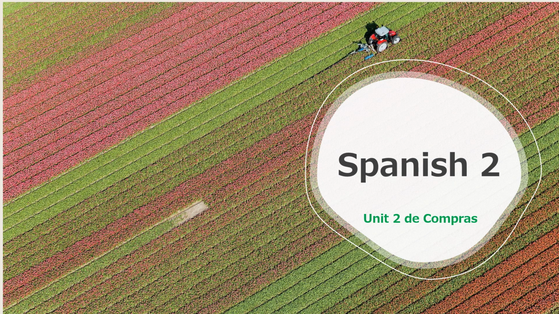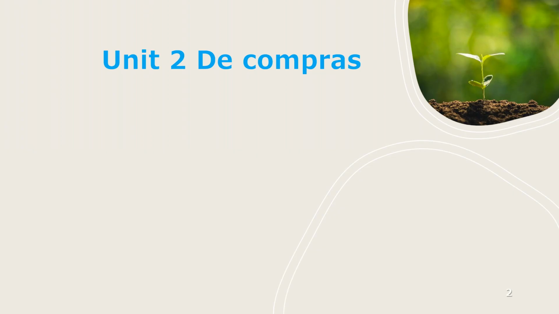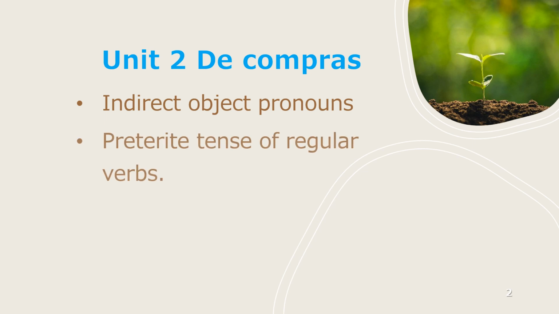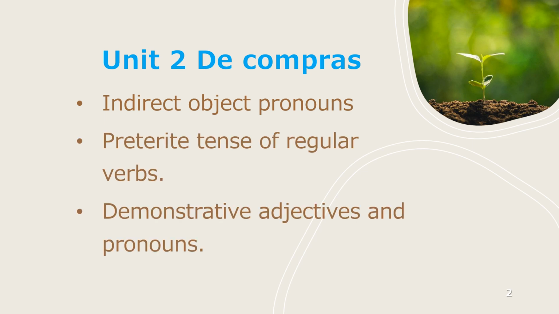All right, so now we start with Unit 2, De compras. In Unit 2, De compras, you will be learning about indirect object pronouns, the preterite tense of regular verbs, and demonstrative adjectives and pronouns. And today, in this lesson, you're going to learn about indirect object pronouns.